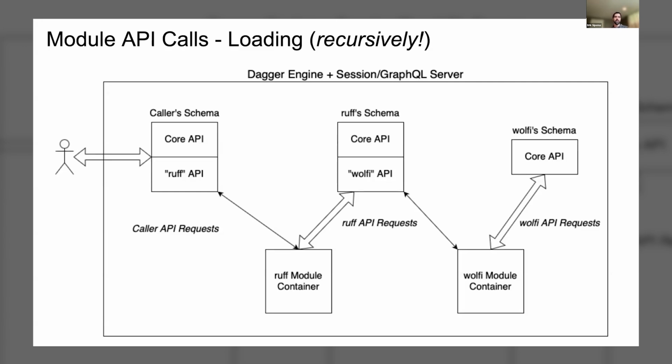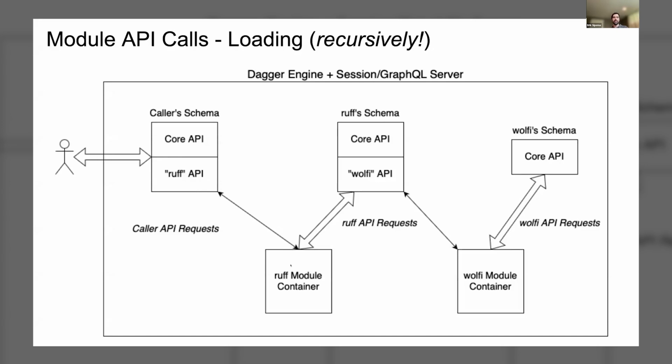The really important thing here is that the engine is going to handle all of that. It's going to follow the same process. It's going to see, oh, you have a dependency on Wolfie, I've got to load that module too. In this case, it's going to be from Git, but it's the same idea. The end result is kind of interesting. The caller only cares about rough, so we present to them this schema of just the core API, always available, and that rough API. Any requests to the rough API end up getting routed to that rough container.